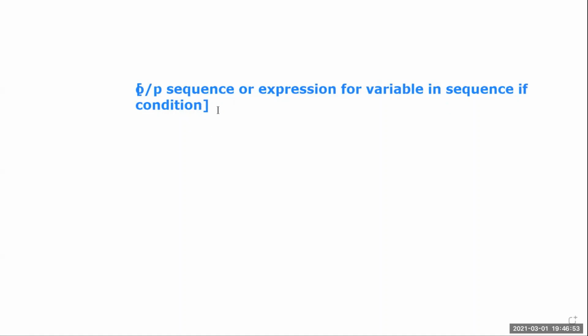Okay, so the output sequence can be any expression or any variable. What that is, I will explain at the end. Here, for is my keyword. Variable stands for the iterative variable in any sequence you can take. It can be either a list or a string or a range. Any sequence you can take, and based upon the if condition.